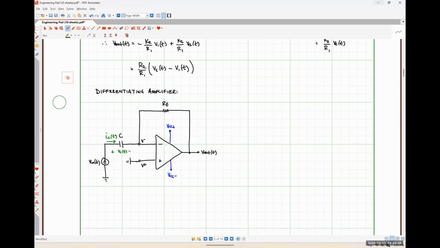And just to remind you guys of the relationship, we should be able to say that IC of t is simply C times the derivative of VC of t. Okay. We'll use that here in a couple of moments. This guy can also drive a load, so I'll just throw a load resistor RL down here for what it's worth.